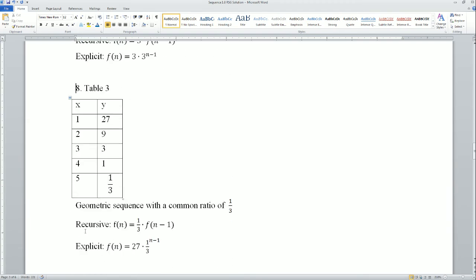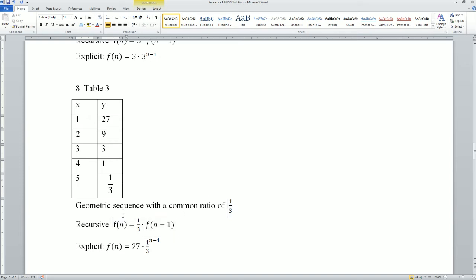8. Here's the table: 27, 9, 3, 1, 1/3. It seems like it's going down really, really fast. Okay. Here you could have done the common ratio of 9 divided by 27. Or if you just see the 1 and the 1/3, right? It really helps you out. How do you go from 1 to 1/3? Common ratio of 1/3. Very easy once you have that one term.